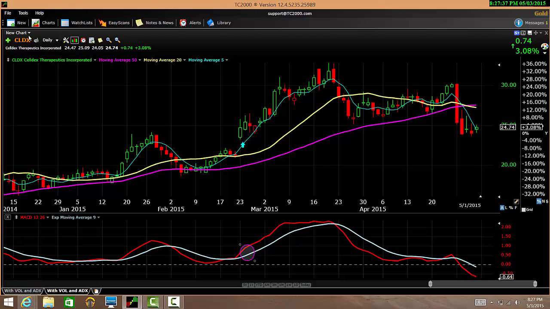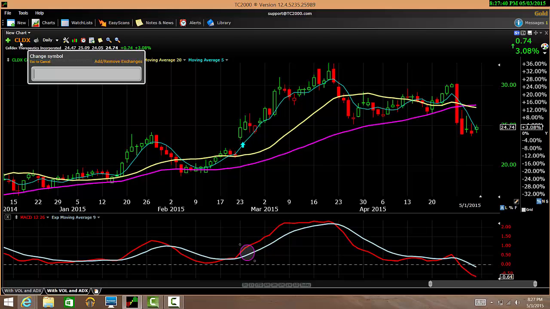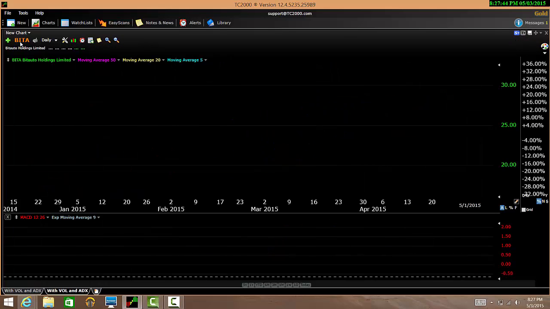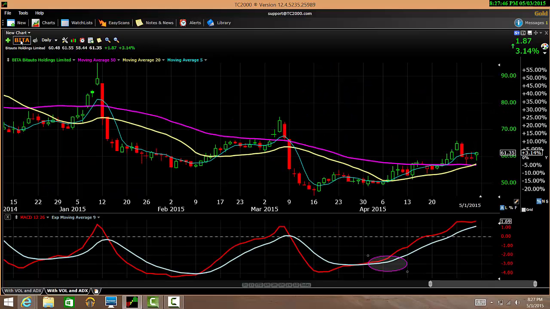Now I'm going to go ahead and show you some crossovers that occur below the zero line, which don't work too well. So here's a chart of BITA, and we get a crossover here, and it is well below the zero line. And here you can tell it just doesn't have the same power. It doesn't have the same strength. So you get a couple points right here, but it doesn't really do much.